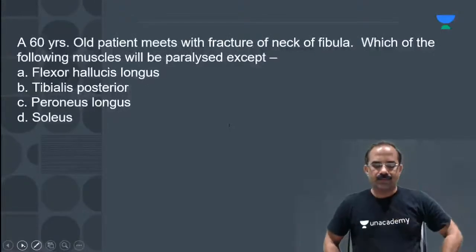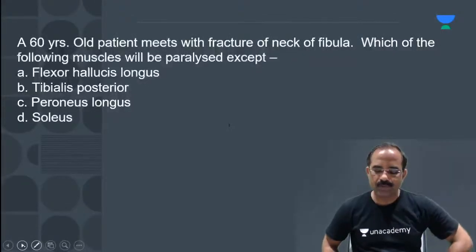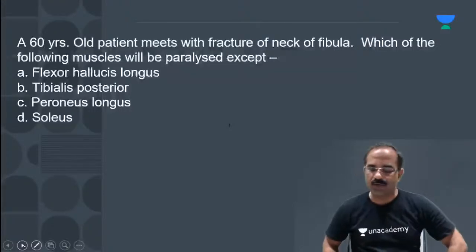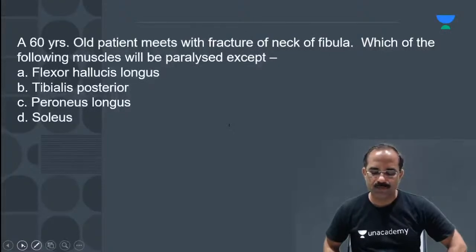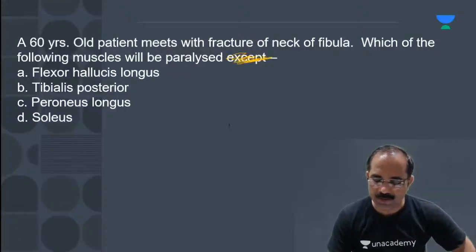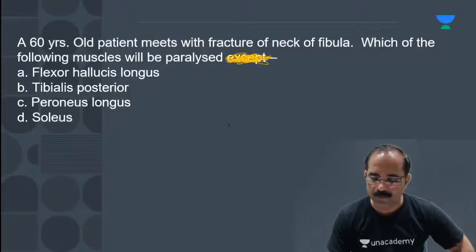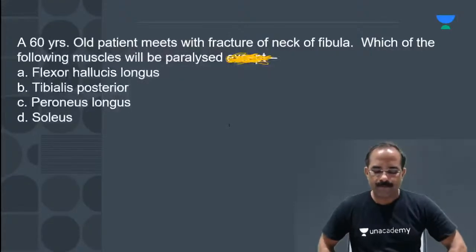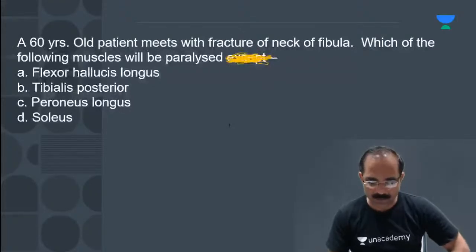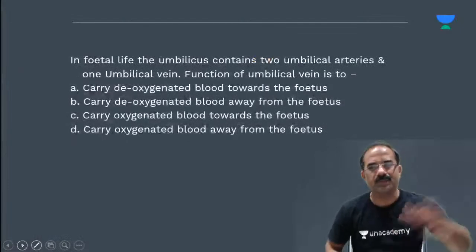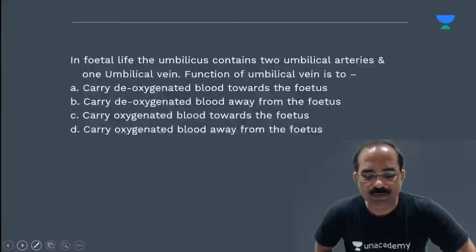Have a look at this. A 60-year-old patient meets with a fracture of the neck of the fibula. Which of the following muscles would be paralyzed? Neck of the fibula. One moment, I'll put this MCQ later for you. You answer this first.